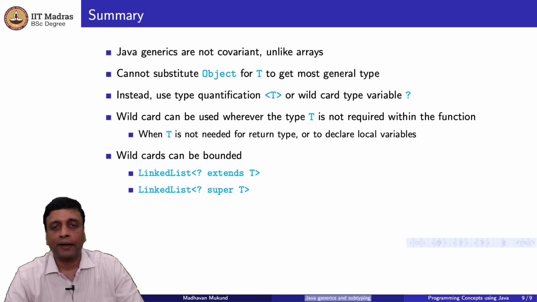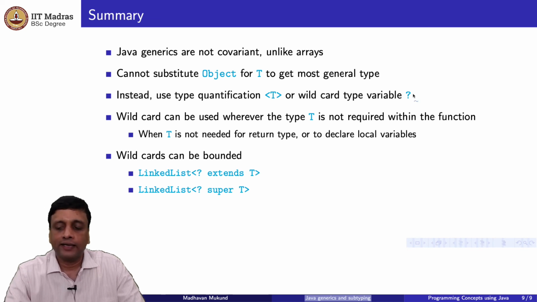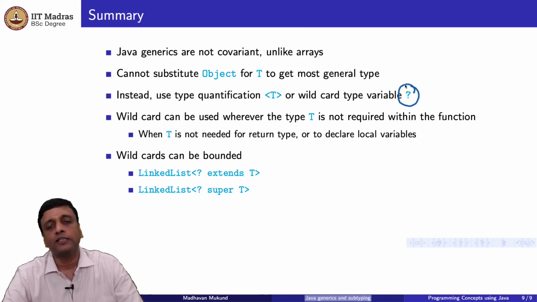So if we have a parameterized data structure, we cannot say that substituting the parameter with object creates the most general type of that parameterized type. So a linked list of object is not a supertype of a linked list of string, even though object individually is a supertype of string. So instead we saw that we can use type quantification in order to make things generic, but we've also now seen that there is a special situation where we can use this wildcard question mark in place of an explicit type variable.